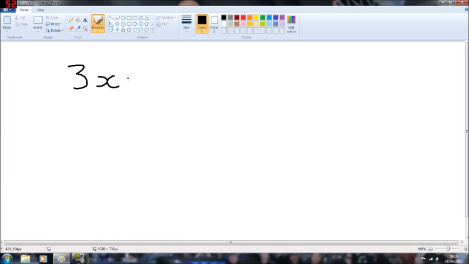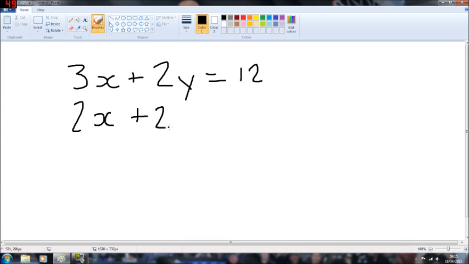3x plus 2y equals 12. And what simultaneous equations are is two equations written like this, right? And what you really want to do when you get an equation like this is get rid of either the y or the x. And the question will be, solve these simultaneous equations, and yeah, I'm going to show you guys how to solve this.